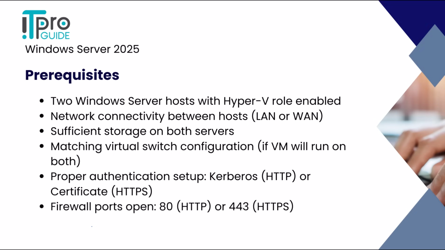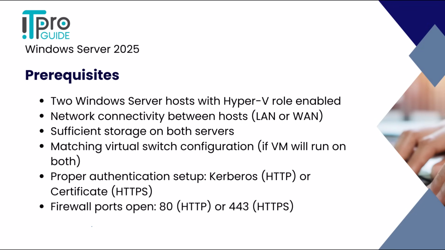Before you begin, make sure you have two Windows Server machines ready with the Hyper-V role enabled. They should have stable network connectivity. If you're practicing this, try to practice either in your local area network or inside VMware Workstation. You also need enough storage, because the virtual machines are going to be replicated to another Hyper-V host, so you need enough storage to hold the virtual machine on the secondary server also.